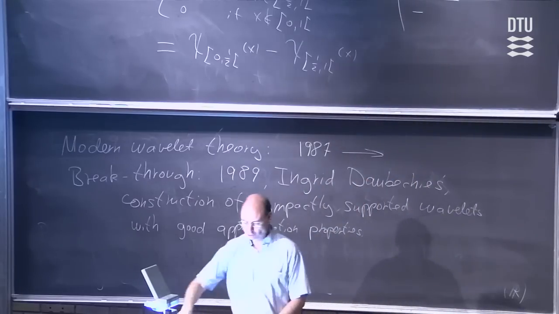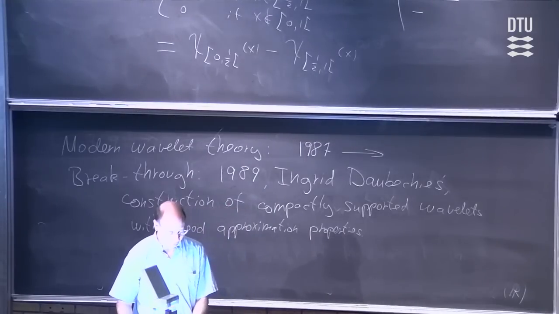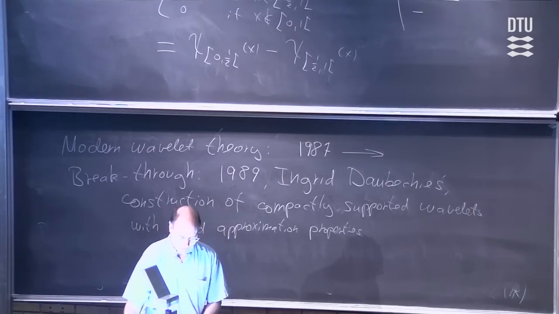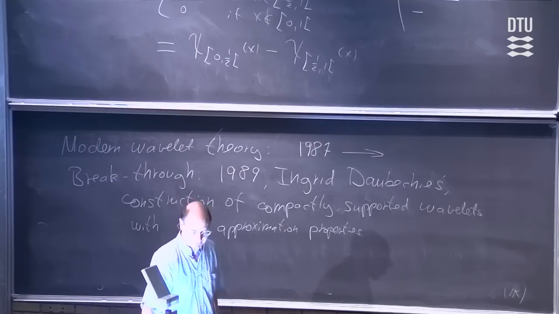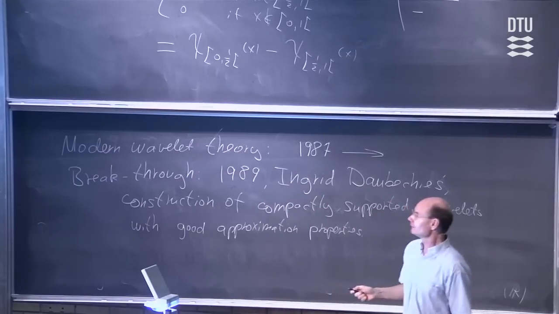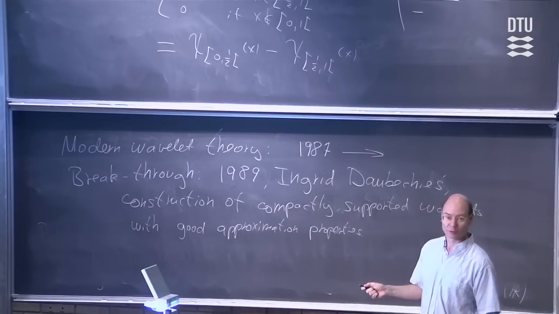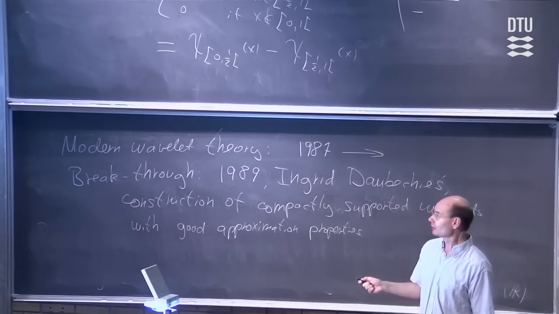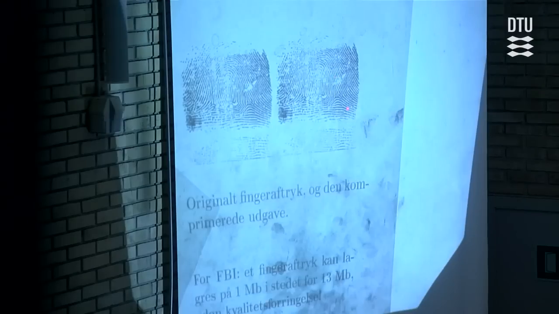So just to show you why they are good, we are coming back to this in more detail next week, but I think I already showed you the fingerprints, and they are actually compressed using wavelets. The first of these takes 30 megabytes, and then throwing in the WSQ compression methods, you get more or less exactly the same fingerprint, but this is stored on just 1 megabyte instead. So see, this is really a good compression rate. We are coming back to this next week.